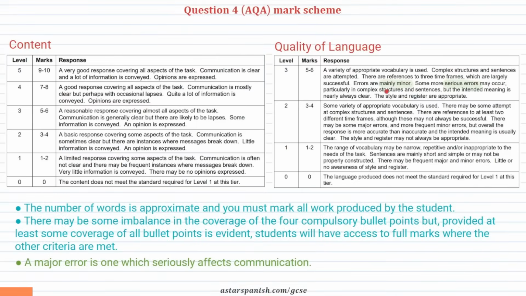This 16-mark question is split into 10 marks for content and 6 marks for quality of language, just like question 2. You can pause the video to have a look at the individual mark bands. And to remind you, all of the work you produce will be marked, and you do not need to write equal amounts for each bullet point. Also, in the quality of language bands, it mentions minor and major errors. AQA defines major errors as those that seriously affect communication, so if your writing is not understandable because of an error, like using an incorrect verb or noun.